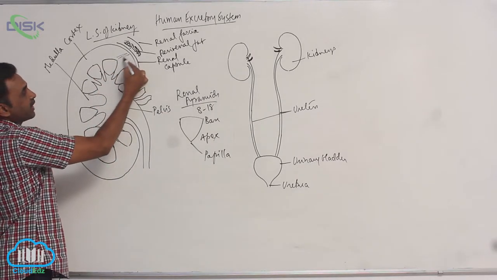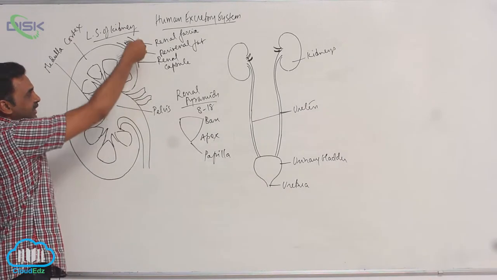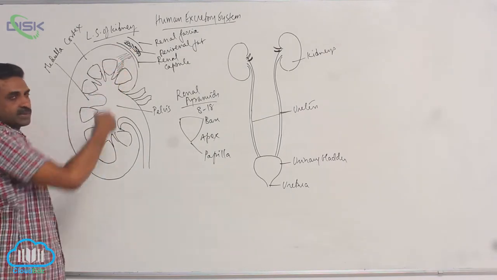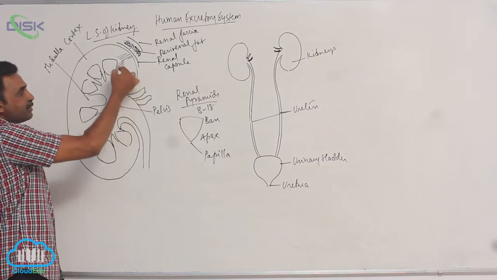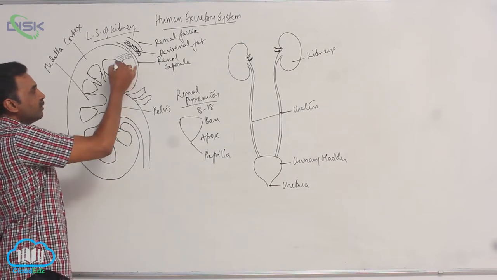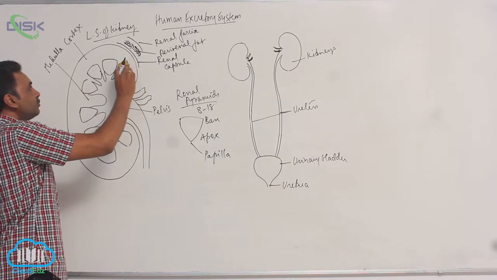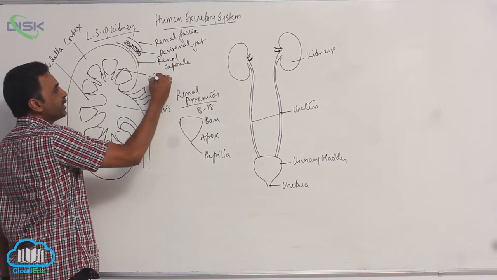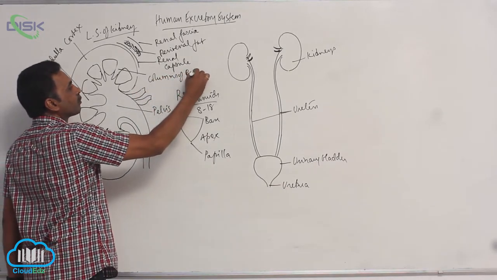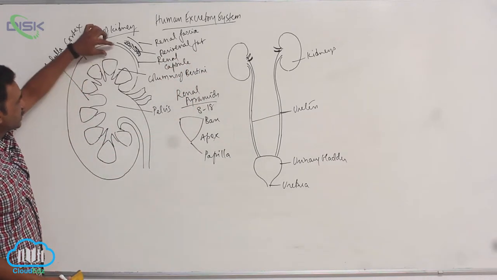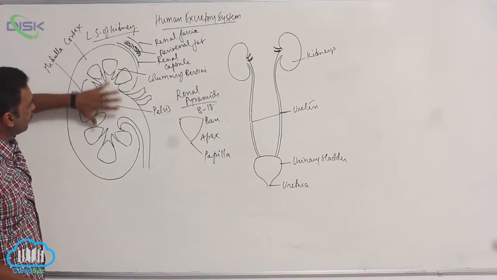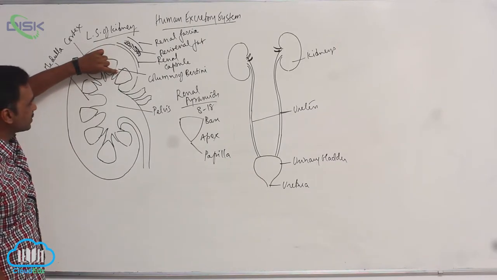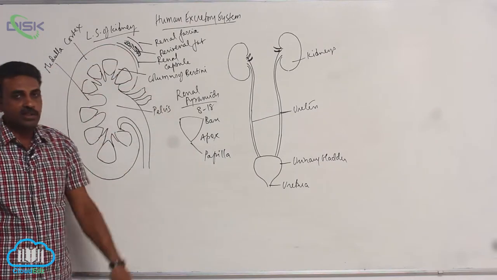Now, this cortex dips like that. It dips into the gap present between two pyramids. The outer cortex dips, so it enters into that gap present between two pyramids. That area is called columns of Bertini. So this is cortex, this is medulla. This area is medulla, this area is medulla. Medulla is not continuous, it is divided into pyramids, and there are gaps in between pyramids. So into that gap, outer cortex dips. Those areas are called columns of Bertini.